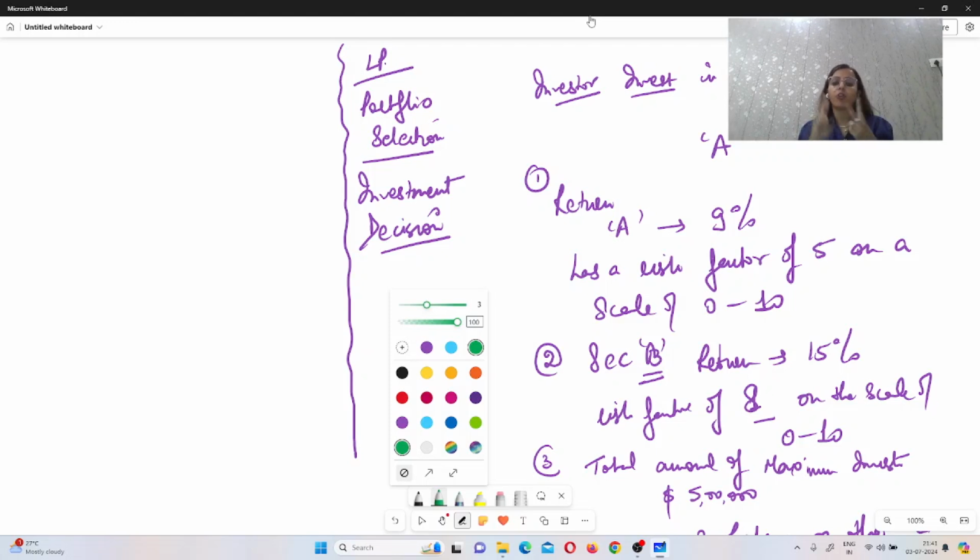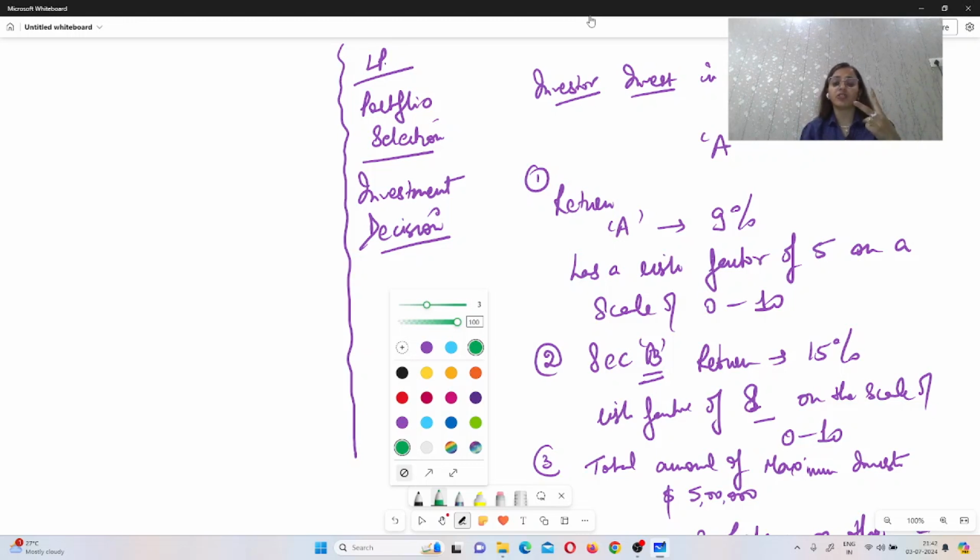Now, the second point is your objective function. Your objective function is definitely to maximize your return on the total investment, that is, maximizing Z. How much is the return? We have been given a 9% return on security A and 15% on security B. Then the second constraint is related to total investment. Whatever investment we make in x1 and x2 cannot be more than 5 lakh.